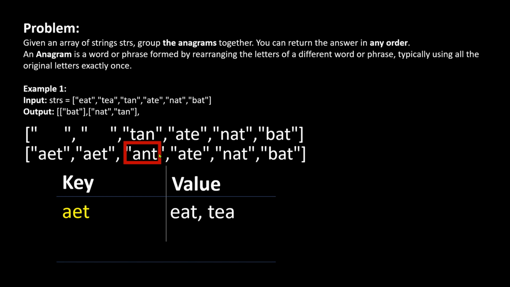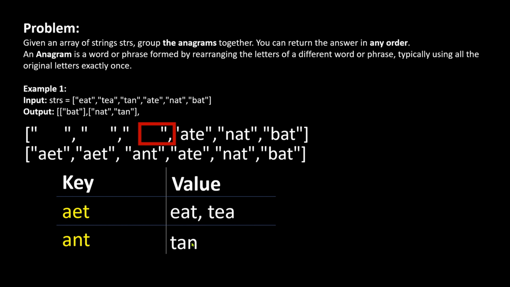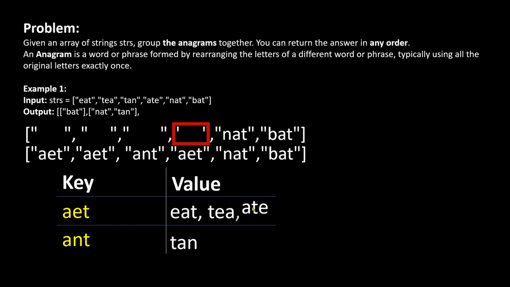Ant is not in our dictionary, so we're going to create an entry for our key value of ant, and then we'll go up to tan and store tan, appending it to our list over here. And then we'll continue and go down. Let's organize this AET. We have it in our dictionary, so we're going to append eat to our dictionary over here.